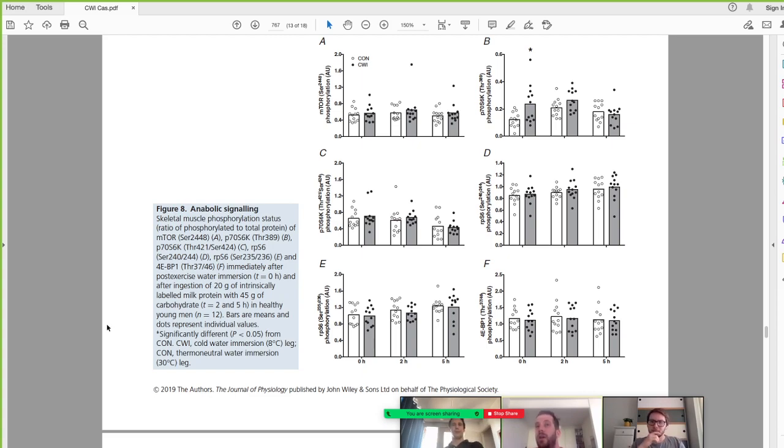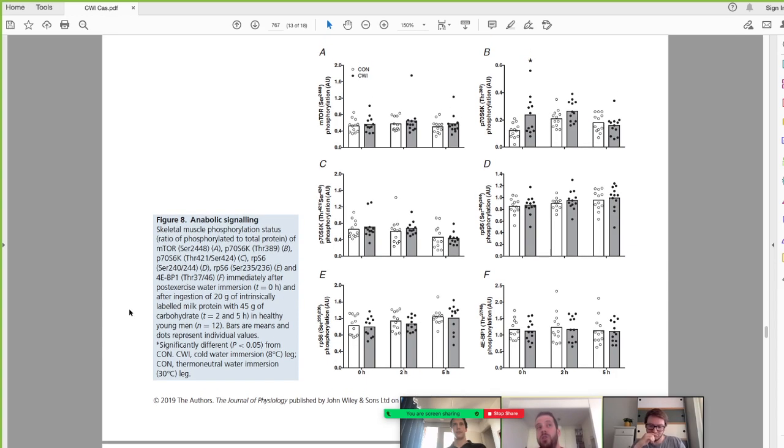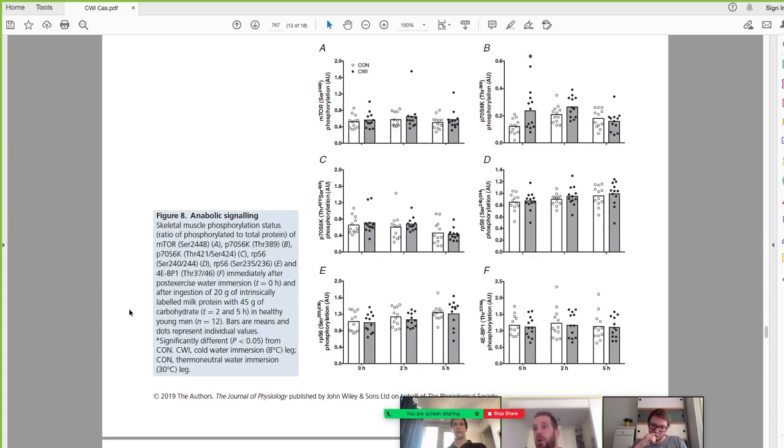And that's also why I think it's more important to look into muscle protein synthesis than to just signaling. Another potential reason could be that there are other things going on that have an impact on muscle protein synthesis.